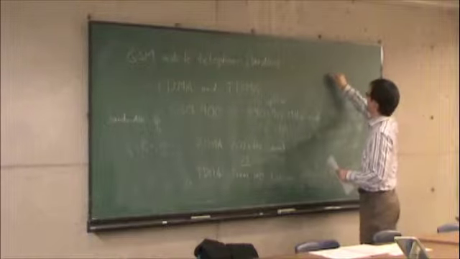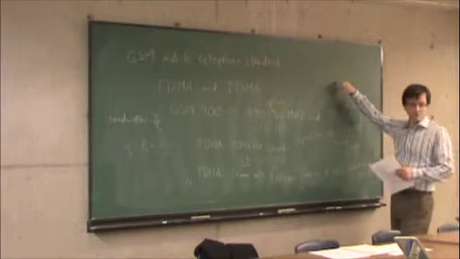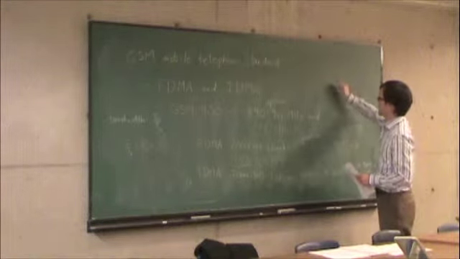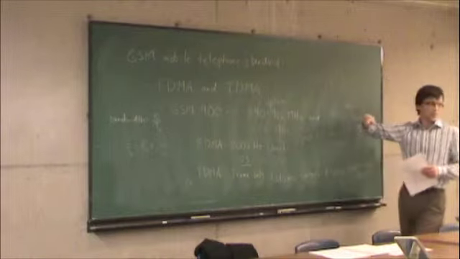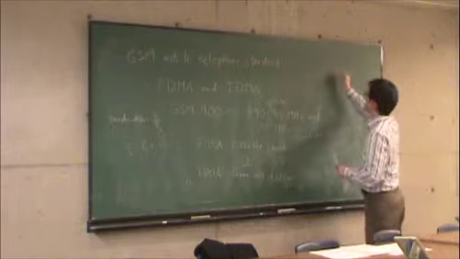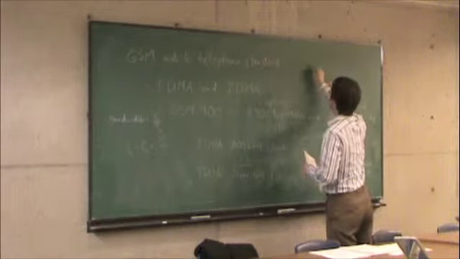because if you had an adjacent cell, like this, if this guy and this guy were both using the same bandwidth, then if you had two mobiles beside each other on the boundary, they could interfere with each other. So what you in fact do is you break up the bandwidth like this.